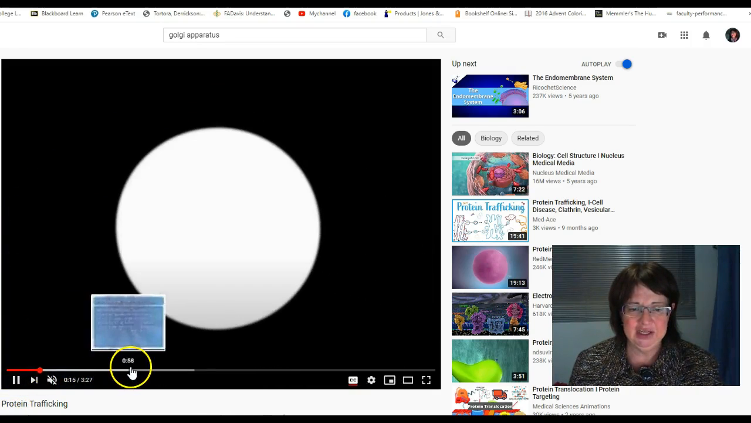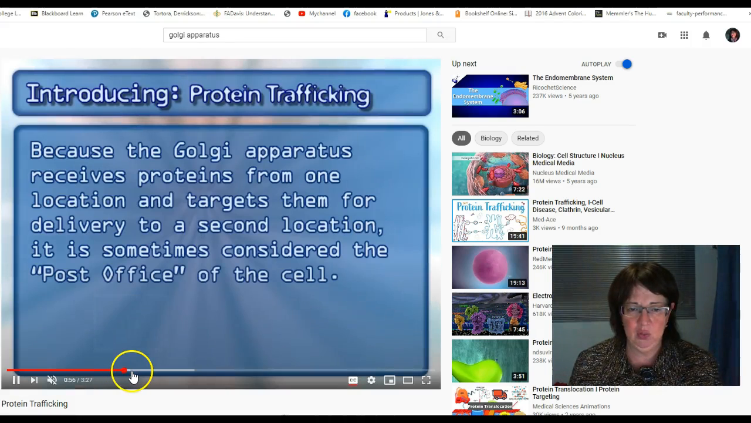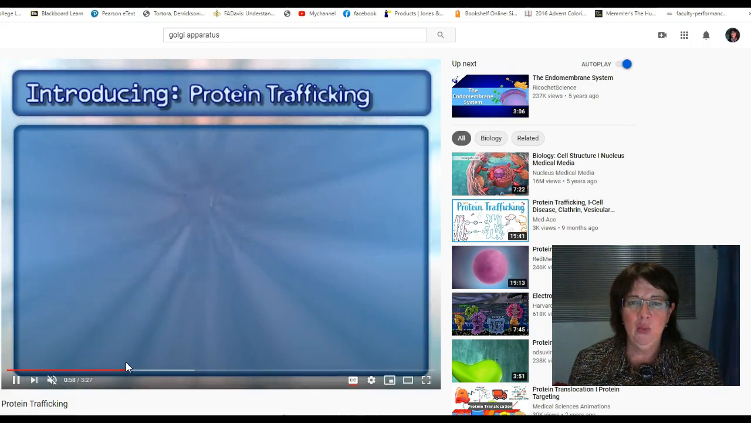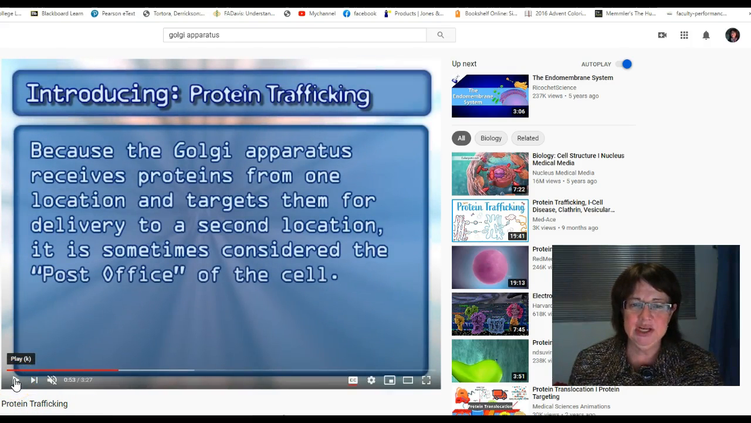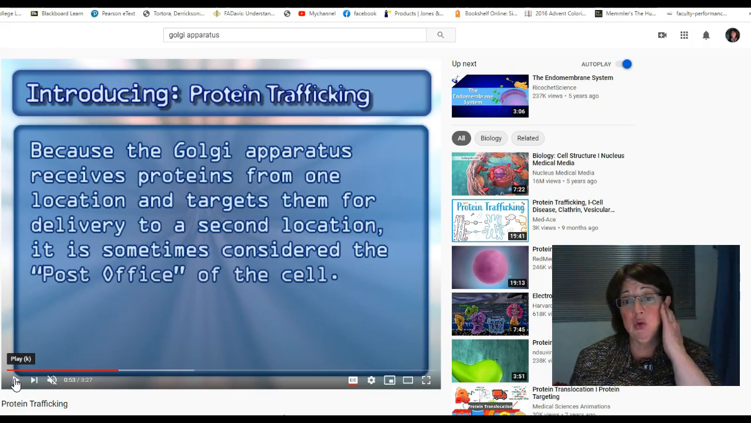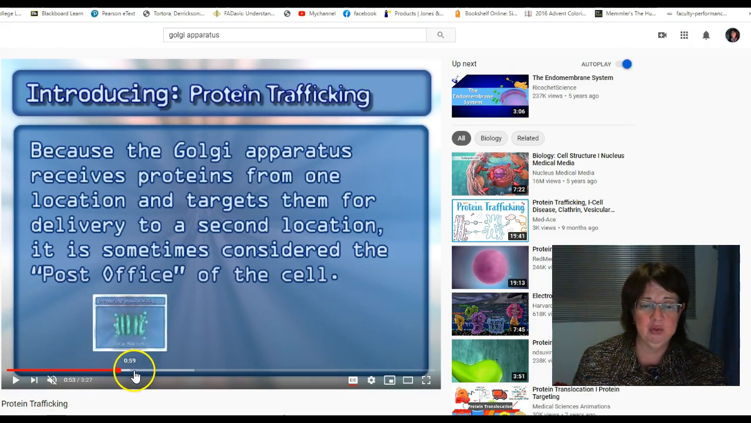But I think it's really good at showing what's going on. So when we talk about the Golgi apparatus, it receives proteins from a location and targets them to send into a second location. So they are often called the post office.